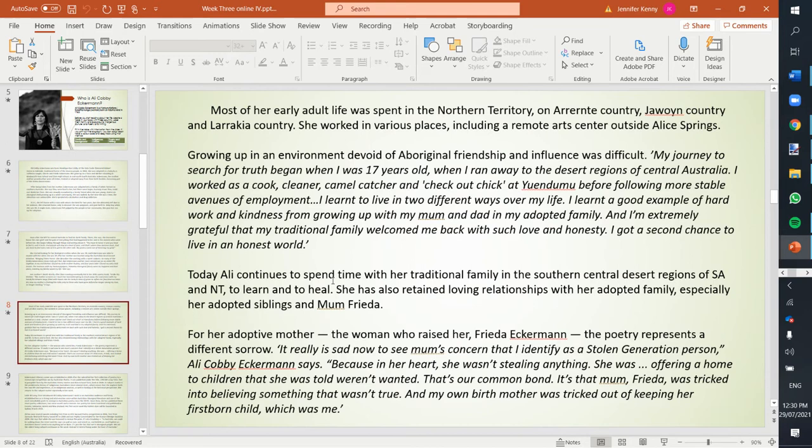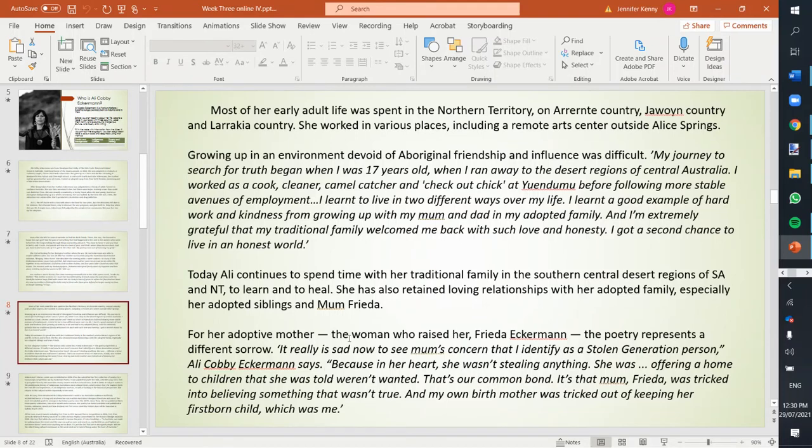Today, Ali continues to spend time with her traditional family in the southern central desert regions of South Australia and Northern Territory to learn and to heal. She has also retained loving relationships with her adopted family, especially her adopted siblings and mum Frida.